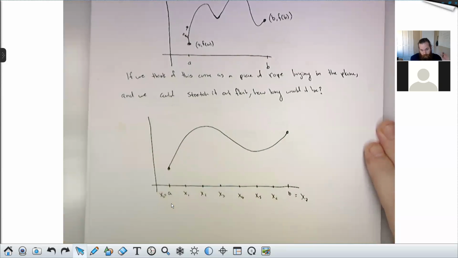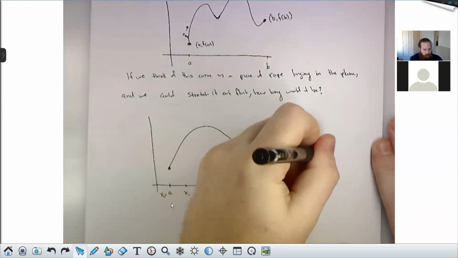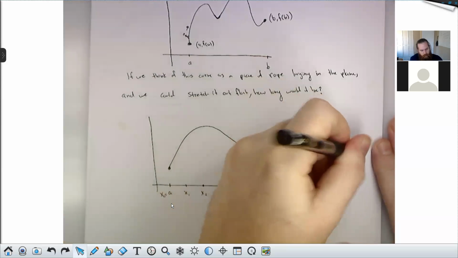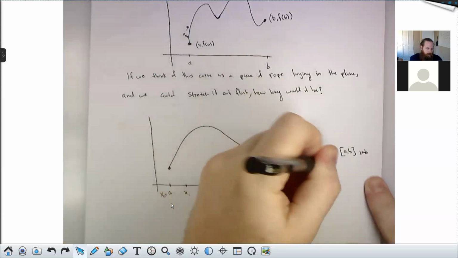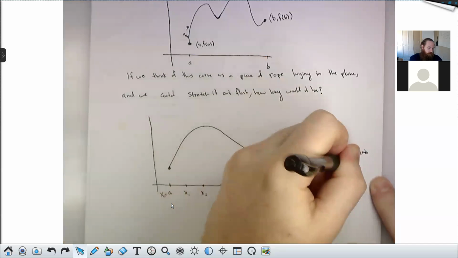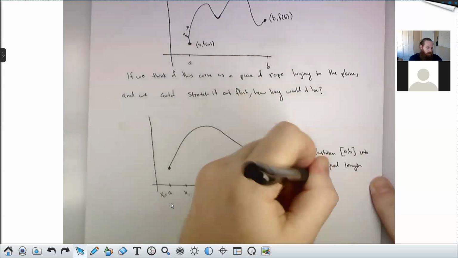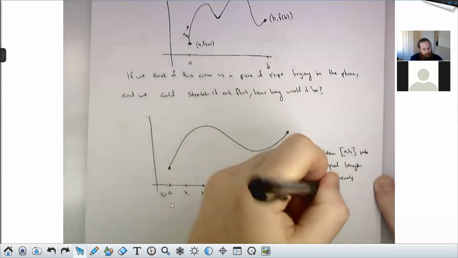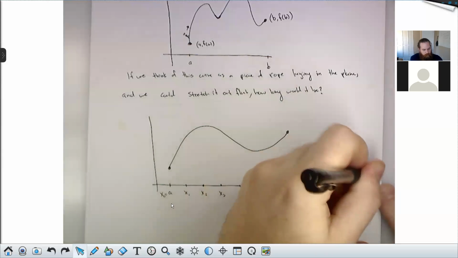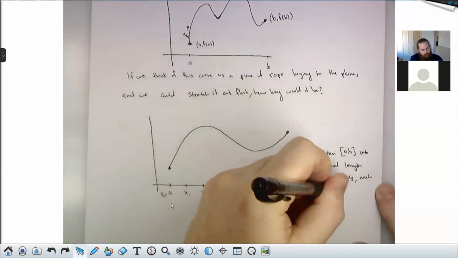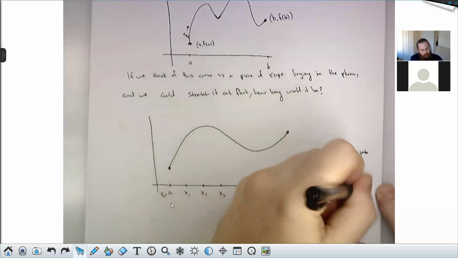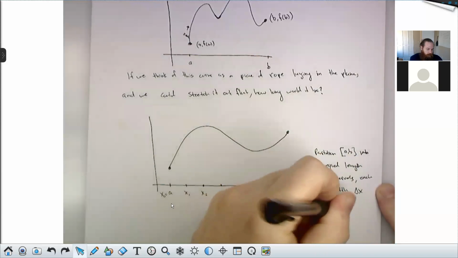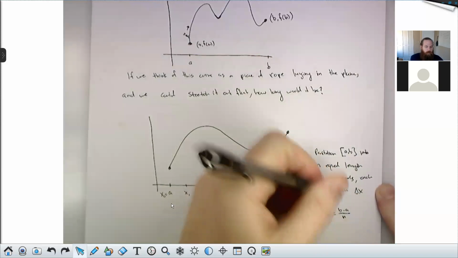So you start by partitioning AB into n equal length subintervals, each of width delta x, where delta x is b minus a over n.